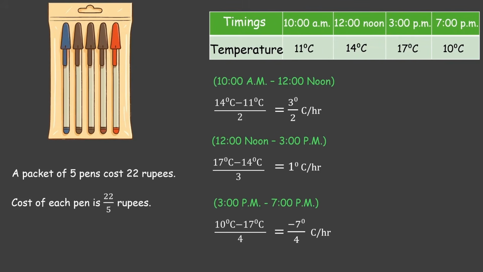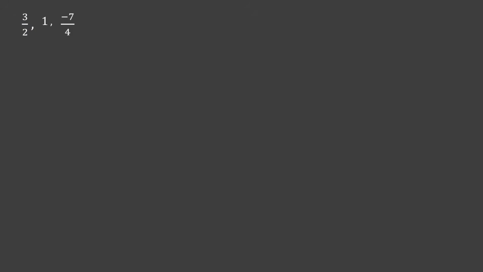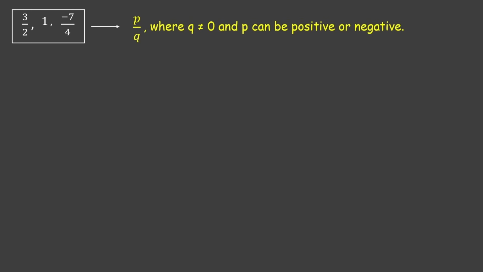Now, these numbers, 3 by 2, 1, minus 7 by 4, include both positive fractional numbers and negative fractional numbers. So these can be represented in the form of P by Q, where Q is not equal to 0 and P can be positive or negative. Here 1 can be listed as 1 by 1, right? So all of these numbers can be written in the form of P by Q.